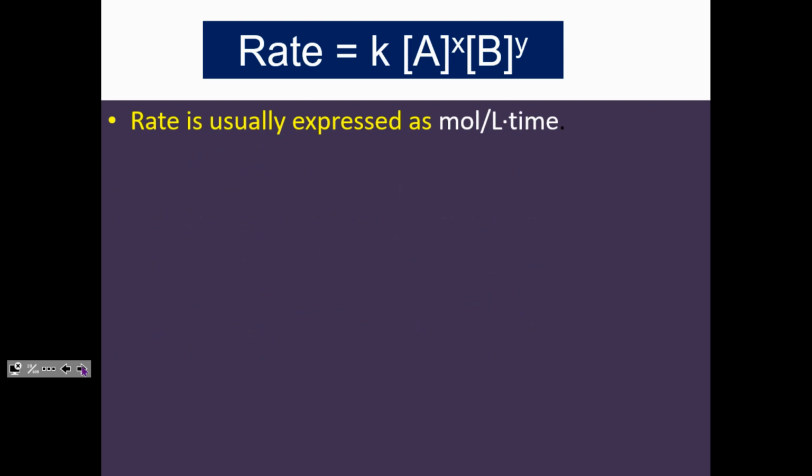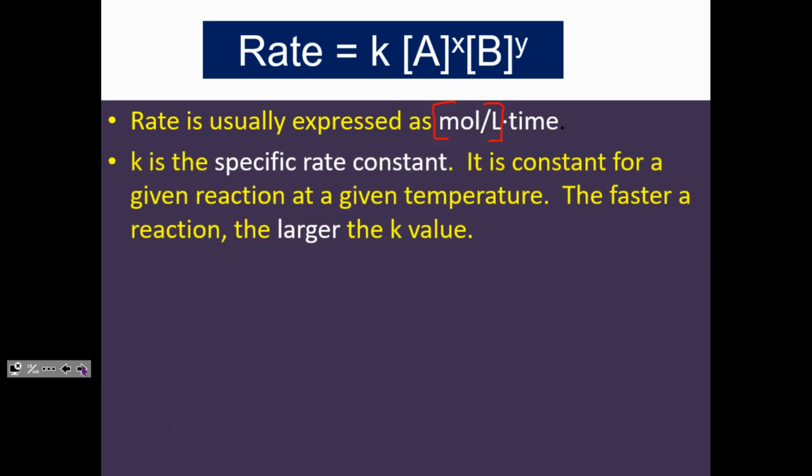Rate is usually expressed as moles per liter times time. So concentration times time. The letter K is the specific rate constant. It's a constant for a given reaction at a given temperature. The faster the reaction, the larger the K value. Every K is unique to each reaction that we have. So there are millions of chemical reactions, which means there are millions of K values.